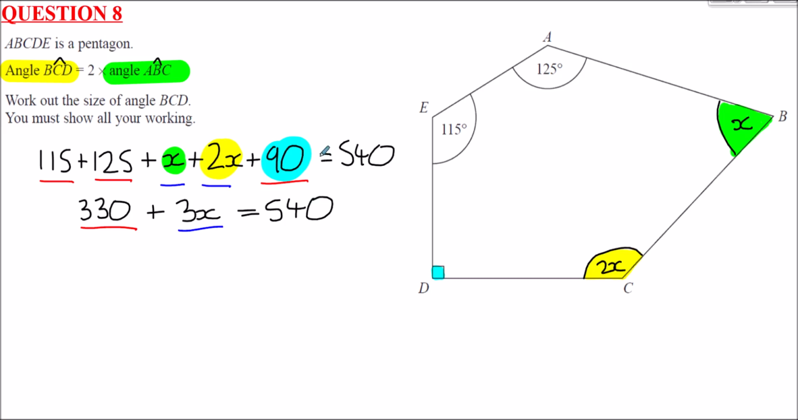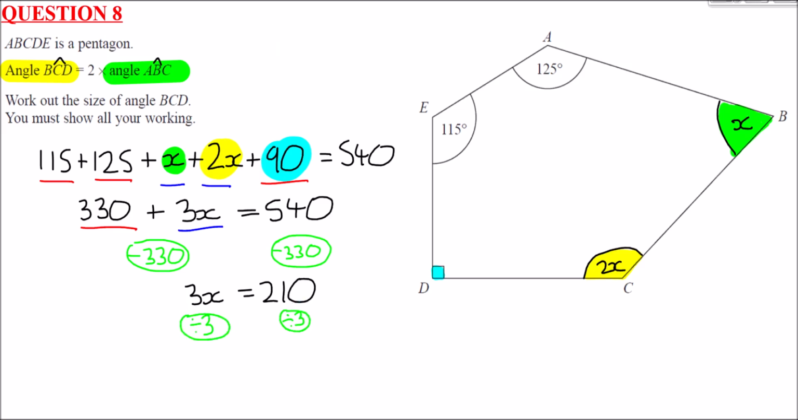So now we've got an equation to solve to work out what x is. What I'd suggest we do here is take away 330 from both sides, so we've just got x on its own. That tells me that 3x is 540 minus 330. That leaves us with 210. Finally, to go from 3x down to just 1x, I could divide both sides by 3. So that becomes x, and 210 divided by 3 gives 70.